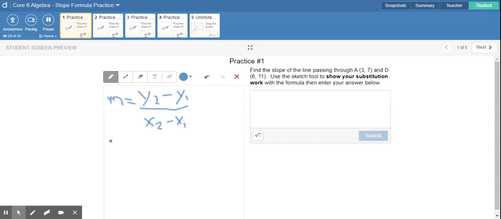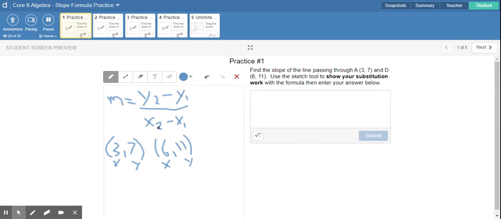So actually, let me write those out real quick. So 3, 7 is my first point, and 6, 11 is my second point. So each point has an x and a y. My x is the first number, and my y is the second number. So this is my x for this one, 3. My x for this one is the 6. My y for the first one is the 7, and my y for the second one is the 11.